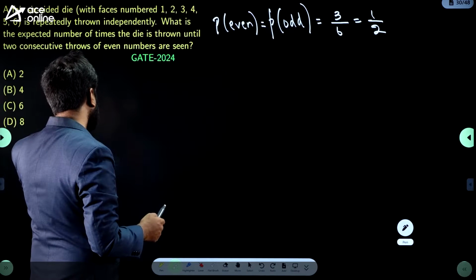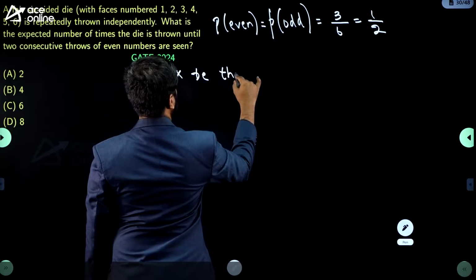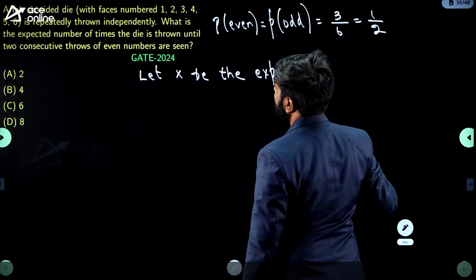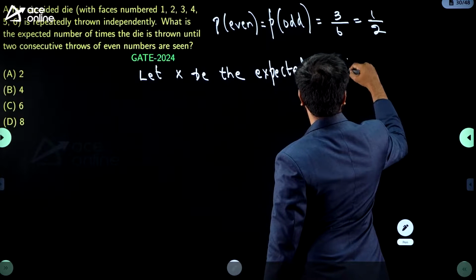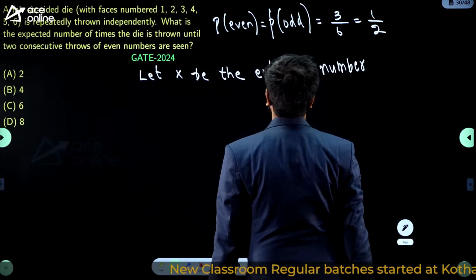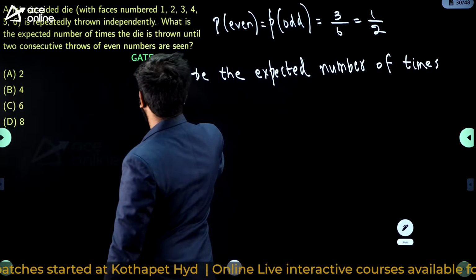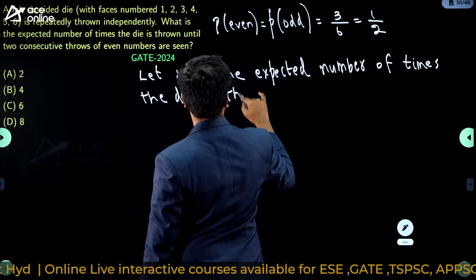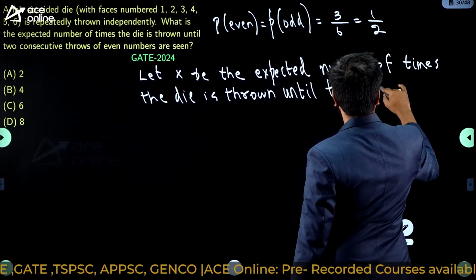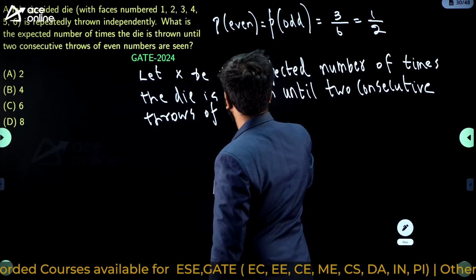So how do you solve this? Let us assume that x represents the expected number of times the die is thrown until two consecutive throws of even numbers are seen. Okay.